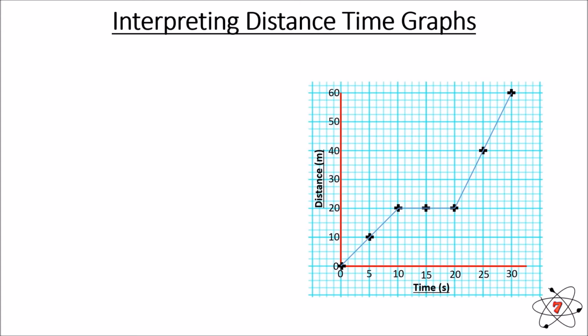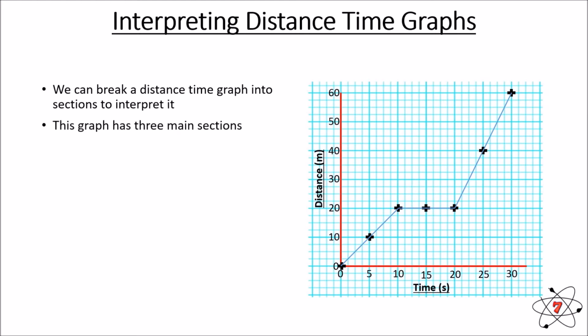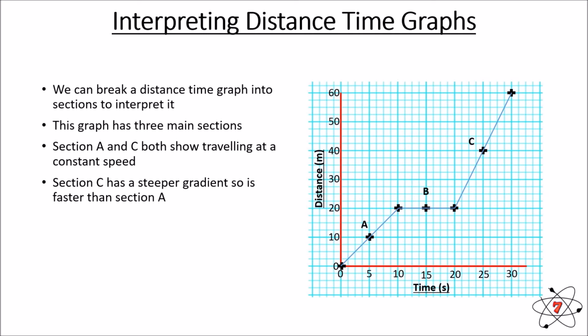Okay, so we now need to interpret our distance time graph. We've drawn it, but we now need to see what it shows. So we can break our distance time graph into different sections because different sections show different things. And this particular graph has got three main sections: section A, B, and C. Section A and C both show travelling at a constant speed. We have a straight diagonal line. Section C has a steeper gradient than section A, so the object is travelling faster in section C. Section B shows a stationary object because it is a horizontal line.